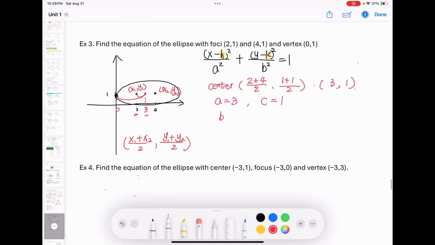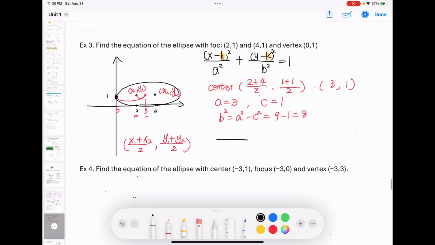Can you find the b? Yes. b squared is equal to a squared minus c squared, which is 9 minus 1 is 8. So b is equal to the positive square root of 8, simplified as 2 times the square root of 2. Okay, that means I don't have to find the b, I just want to find the b squared. That's enough. So let's erase these steps. Then plug it into my formula, and I can find my equation.